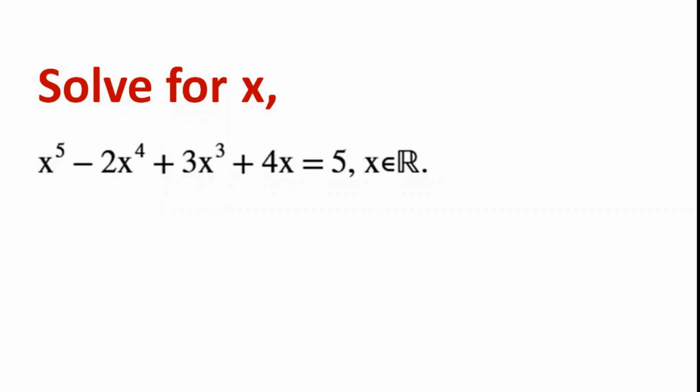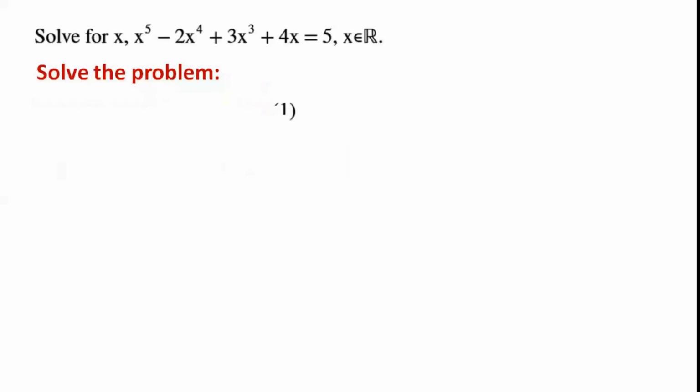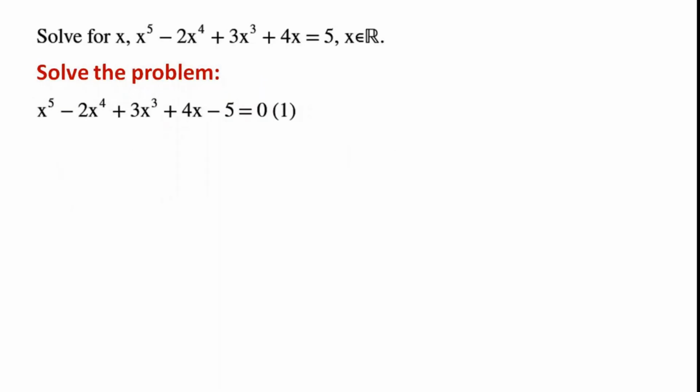So, x to the power of 5 minus 2x to the power of 4 plus 3x to the power of 3 plus 4x equals 5. x is a real number. Equation 1 is a polynomial equation with integer coefficients.